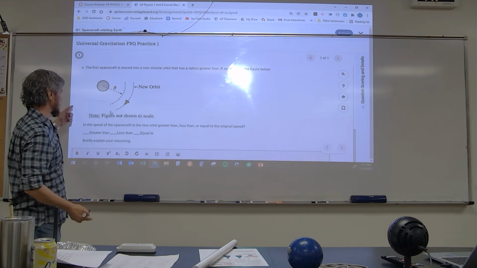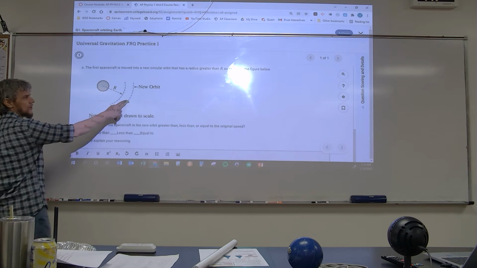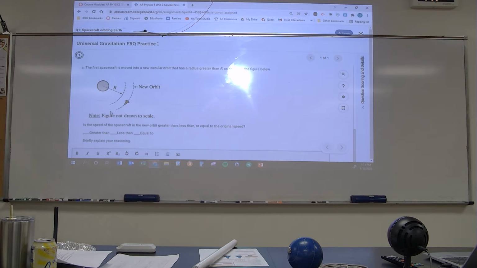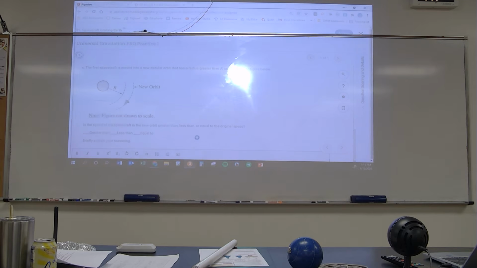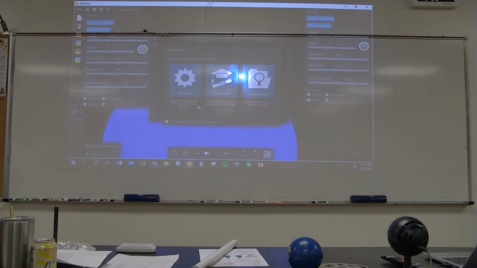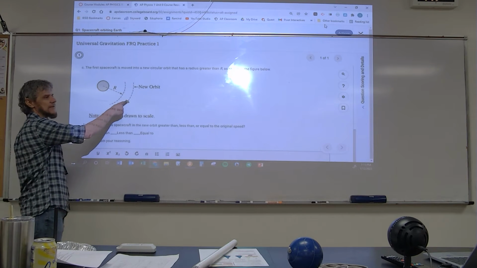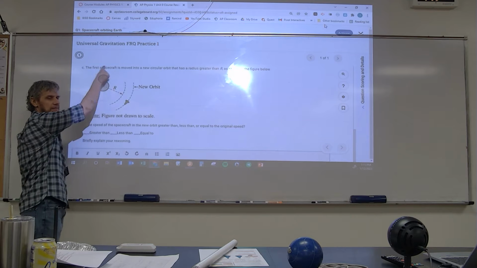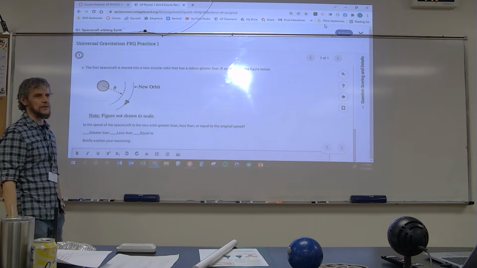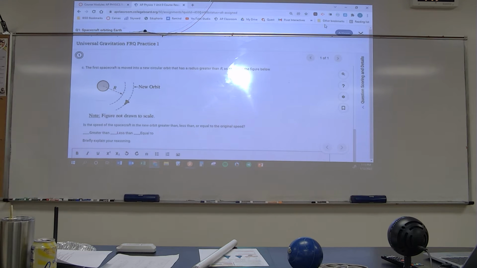So anyway, how do we answer this question? Is the speed of the spacecraft at the new orbit greater than, less than, or equal to the original speed? What do you guys think? Greater? Less? Are you assuming the time it takes to go around one orbit is the same? Well, think about that. If these guys are orbiting in the same amount of time, this guy would have to be going faster. Yeah. But we're not assuming that. There's nothing about the question that says they're going to go around in the same amount of time, right?